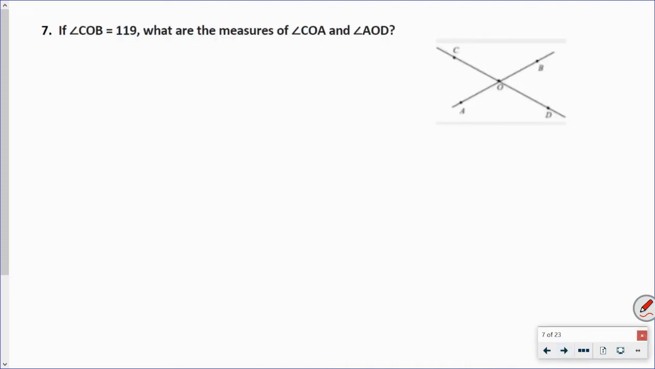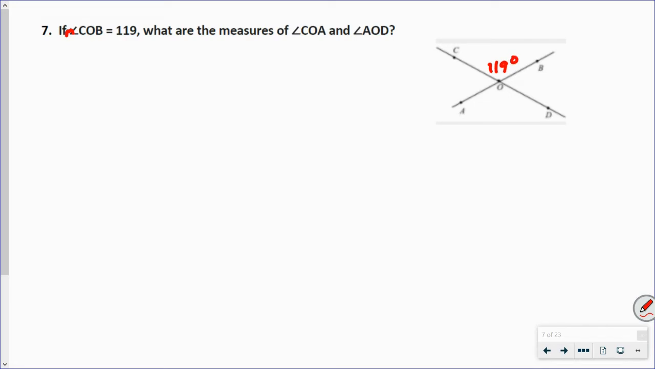All right, question 7. If angle COB equals 119, what are the measures of angle COA and angle AOD? Should probably have a little m right there. Okay, so they give us this diagram, so we're going to start labeling. So COB is 119 degrees.